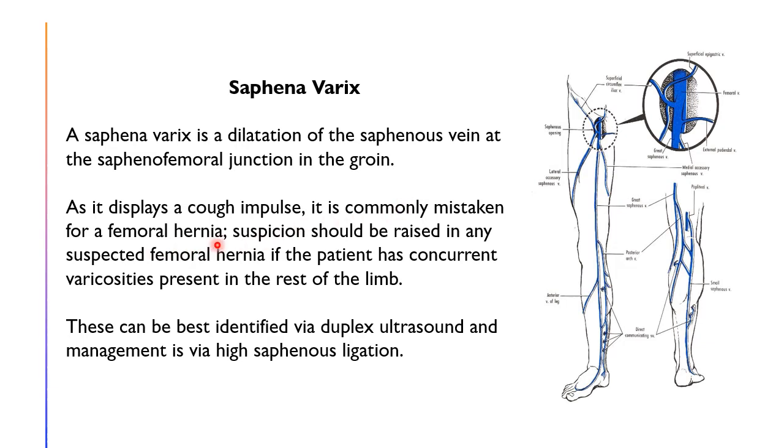It may display a cough impulse, which is commonly mistaken for a femoral hernia. Suspicion should be raised in any suspected femoral hernia if the patient has concurrent varicose veins in the rest of the limb. These can best be identified using duplex ultrasound and managed via high saphenous ligation.